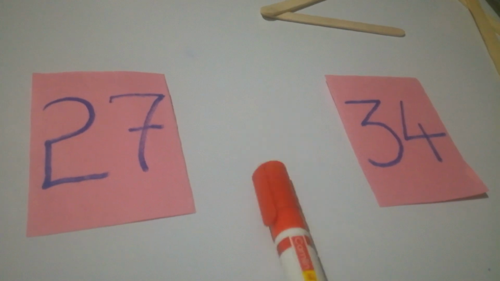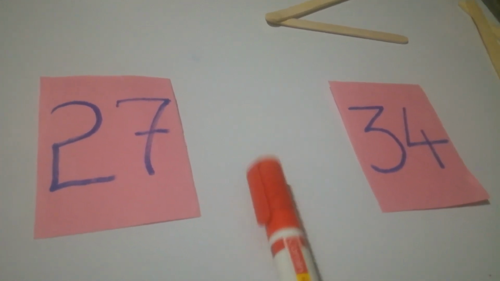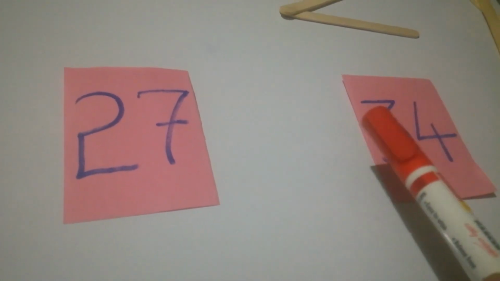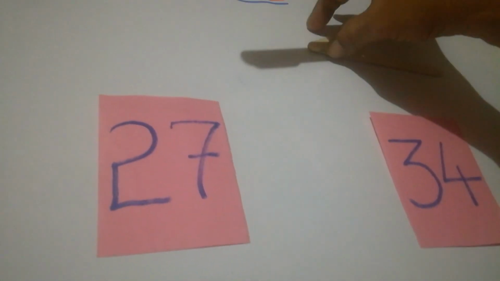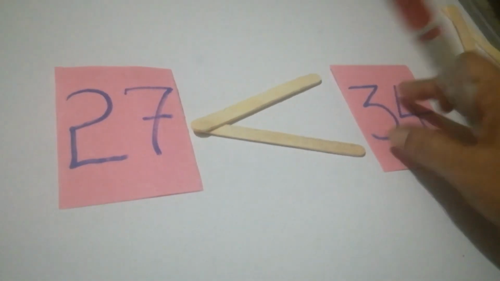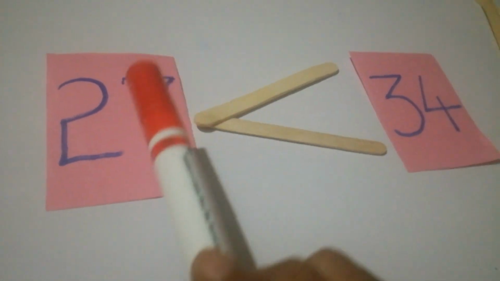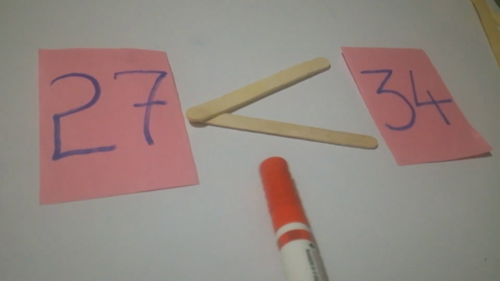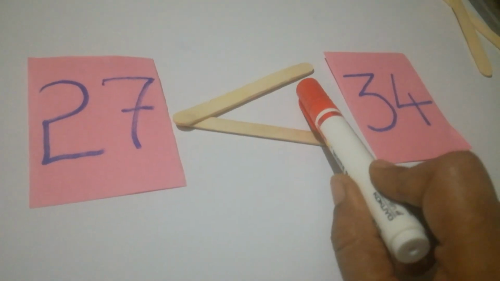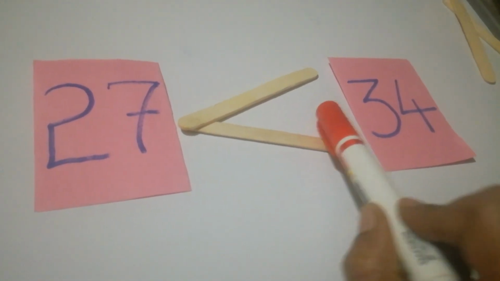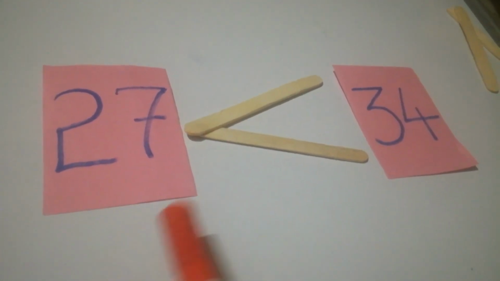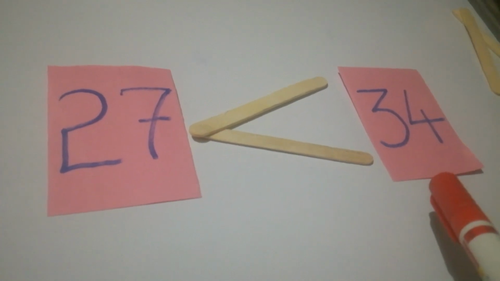So less than symbol should be placed here. Less than symbol means the mouth should be pointed towards the right. So this is the symbol you have to place in between these two numbers. So 27 less than 34. If you see this symbol, this mouth is pointing towards the right. So this is less than symbol. So 27 less than 34.